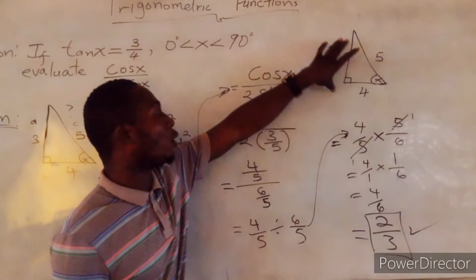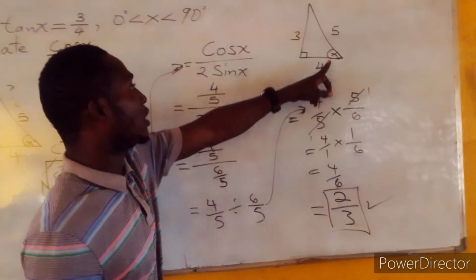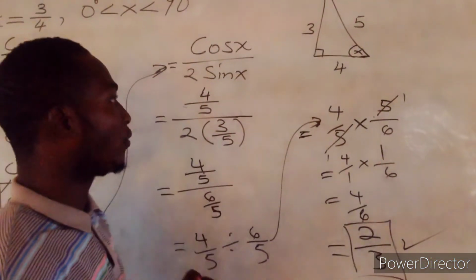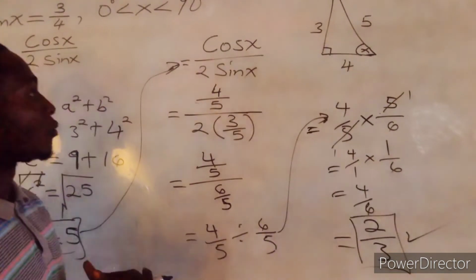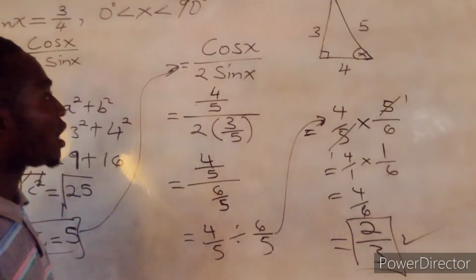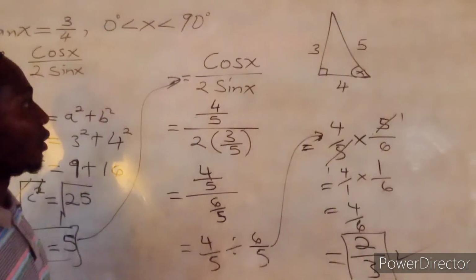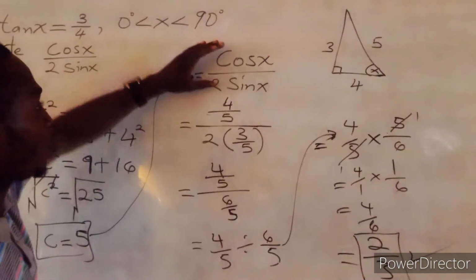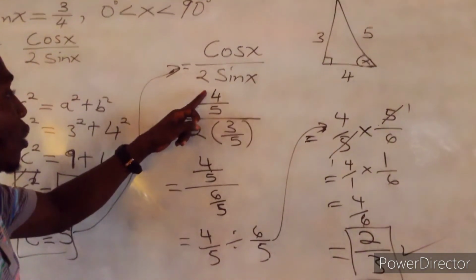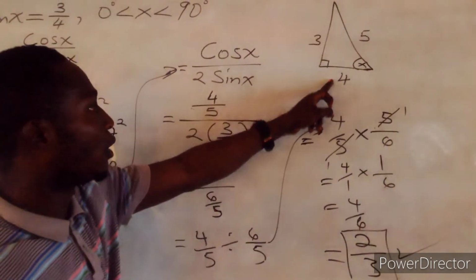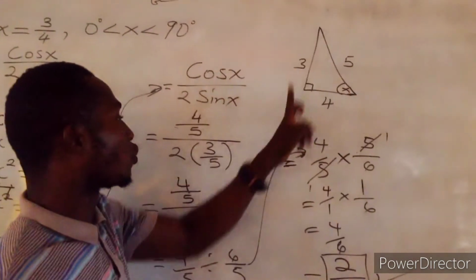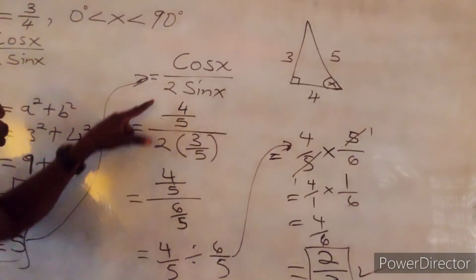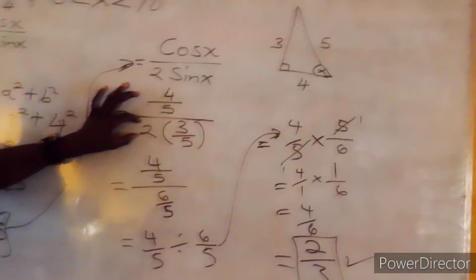We redrew our diagram. So this is angle x. We got the opposite is 3, the adjacent is 4, and the hypotenuse now is positive 5. This now can help us to get the definition of cosine of x and the sine of x. So say we were to evaluate cosine of x all divided by 2 sine of x. So we say cosine of x will be equal to adjacent divided by the hypotenuse. So adjacent divided by hypotenuse is 4 over 5. All divided by this 2 that is in our problem, our expression.